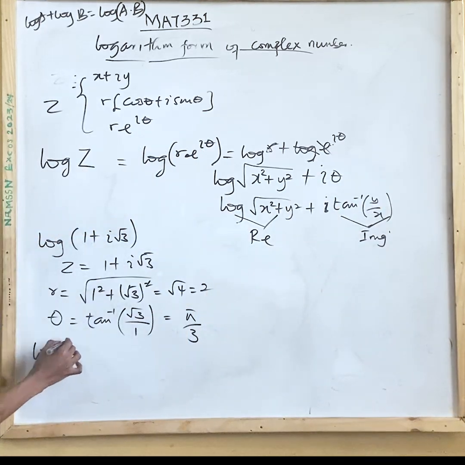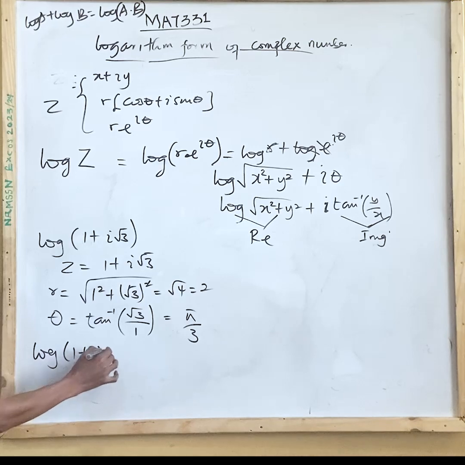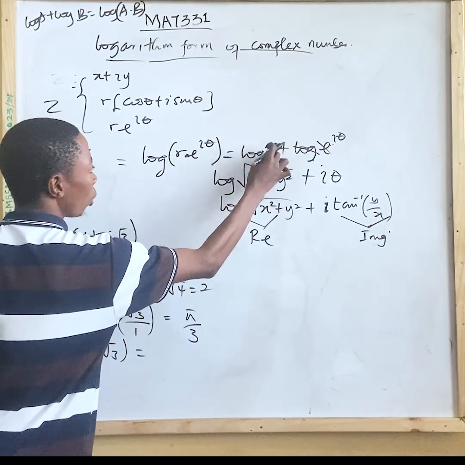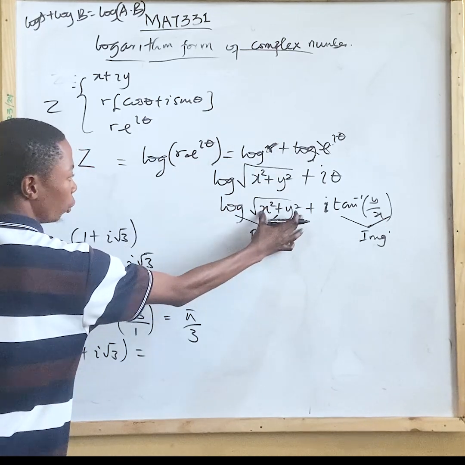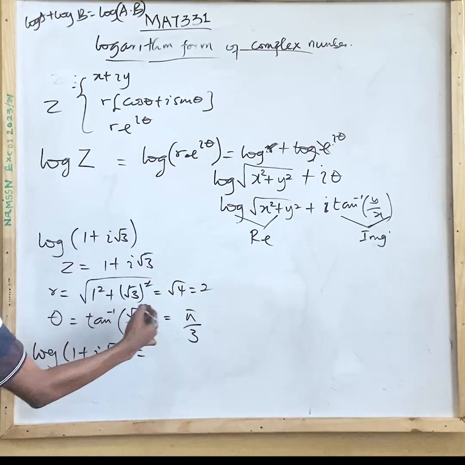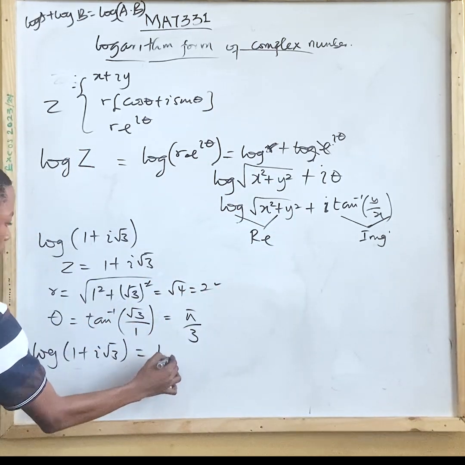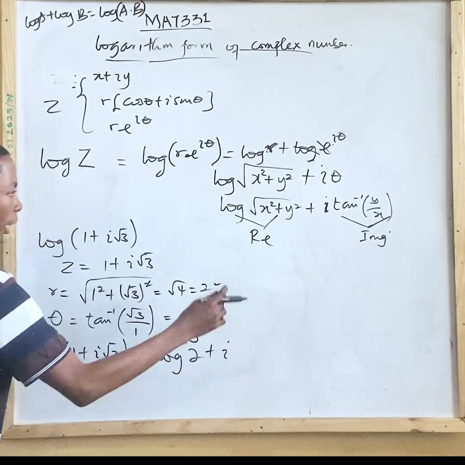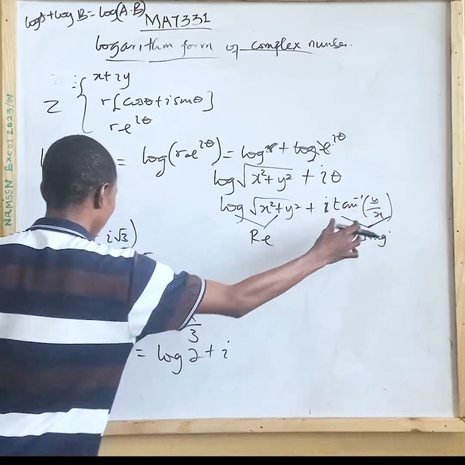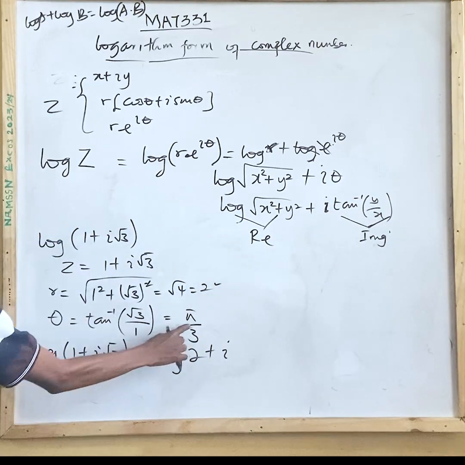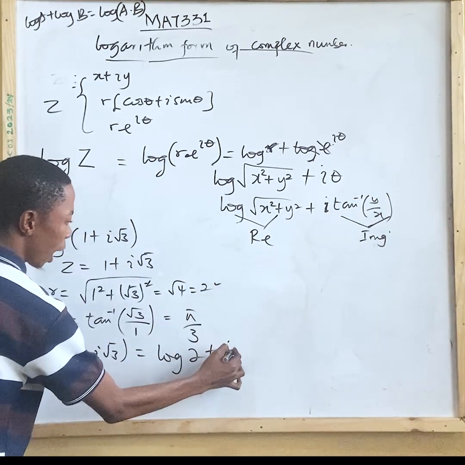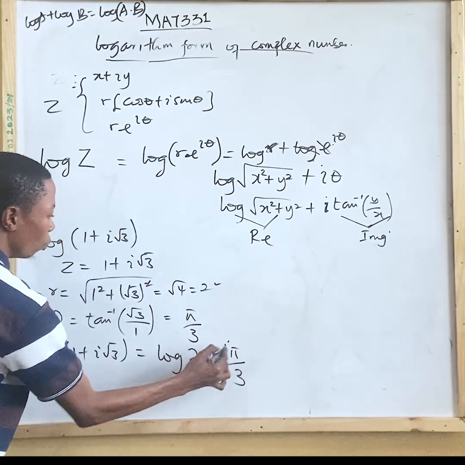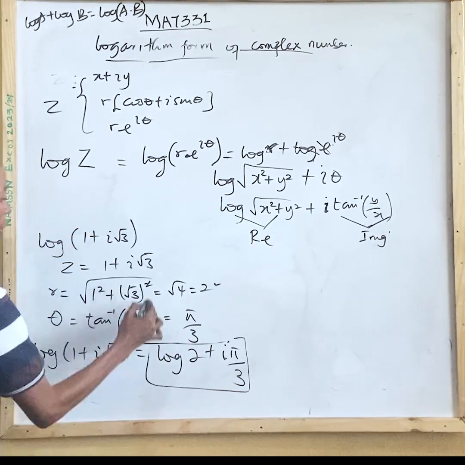log of 1 plus i root 3 is equal to log of the modulus. This is my modulus, and from our estimation, our modulus is 2. It will now equal log 2 plus i tan inverse of y over x, which is our argument. Tan inverse of y over x is pi over 3 from here, so plus i pi over 3. So that is how we express a complex number in logarithm form.